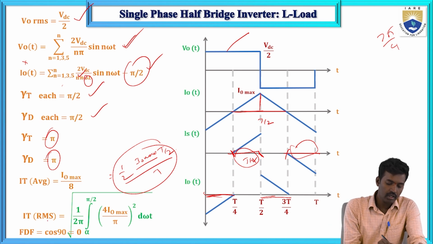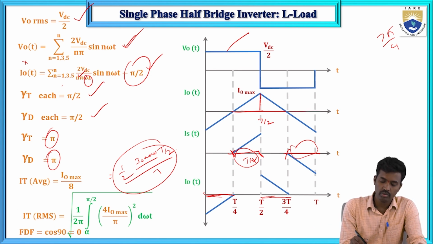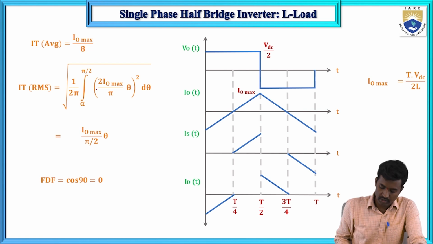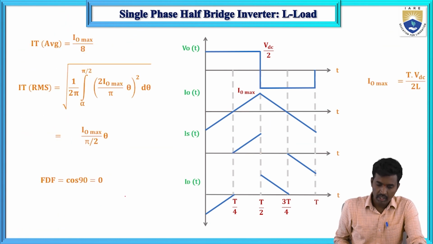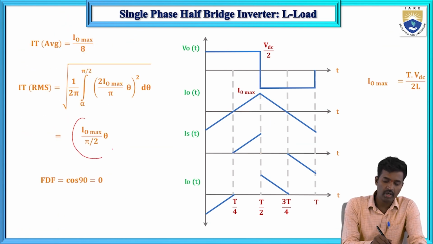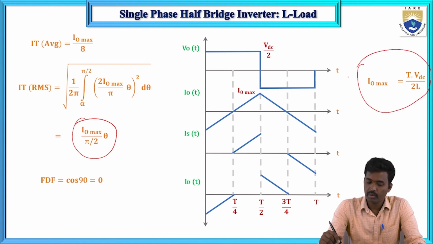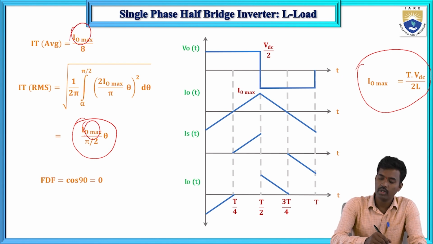And next IT RMS equals, total time period is 2 pi, integral of 0 to pi by 2, 4 I naught, sorry, 4 I naught maximum by pi, d omega t. So this is IT RMS. This is not 4, this is 2, and now this value is I naught maximum by pi by 2 into theta.